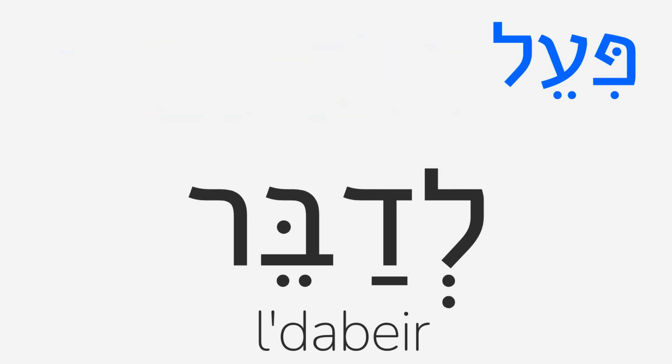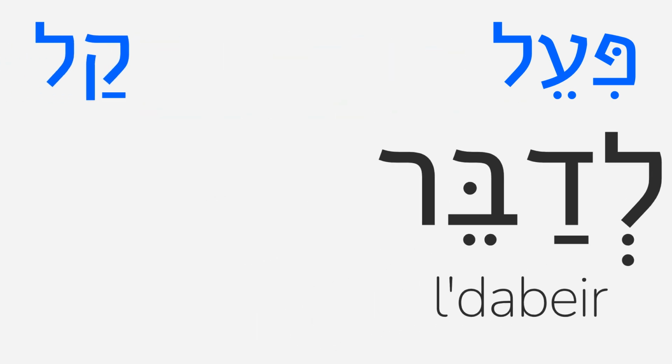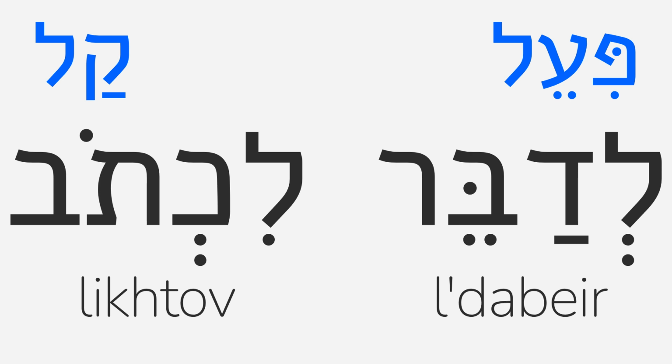To see the difference between the kal and the Piel, here's a regular kal infinitive, likhtov, which means to write. The kal vowel pattern is hirik, shva, and cholam, while the Piel's, as in ledaber, is shva, patach, and tzere. Also remember the dagesh in the second root letter of the Piel.